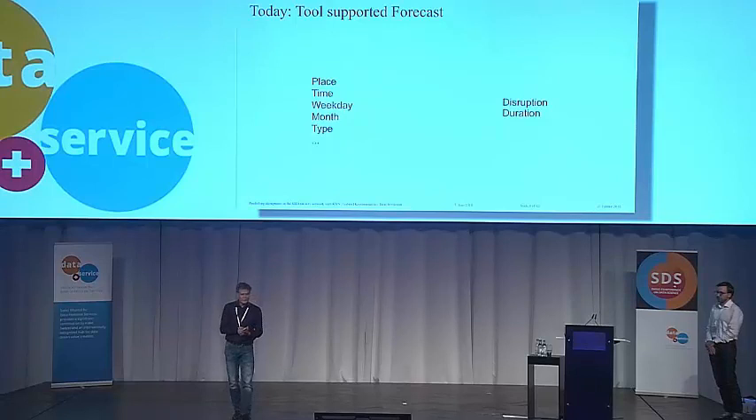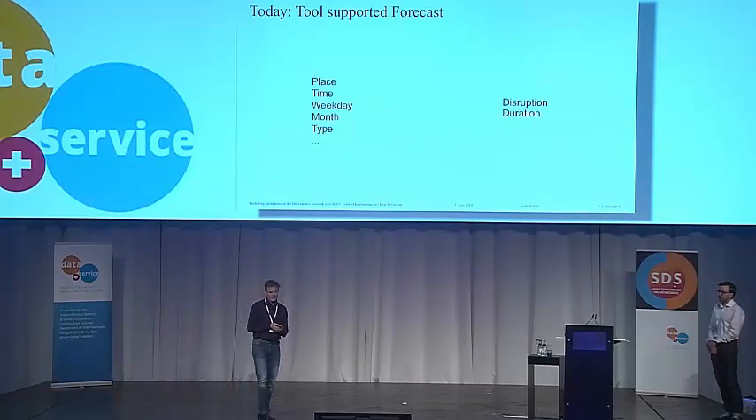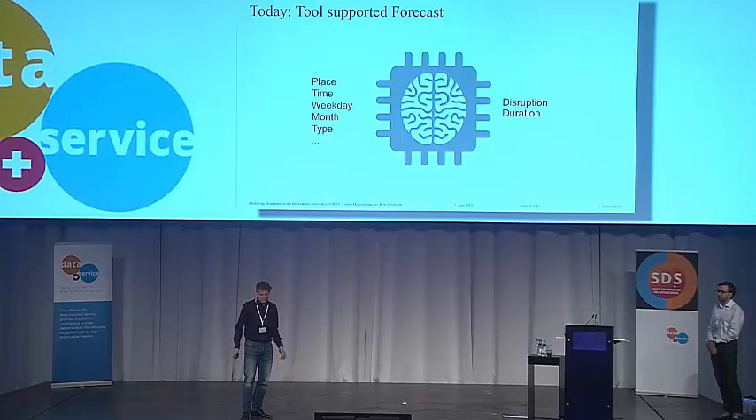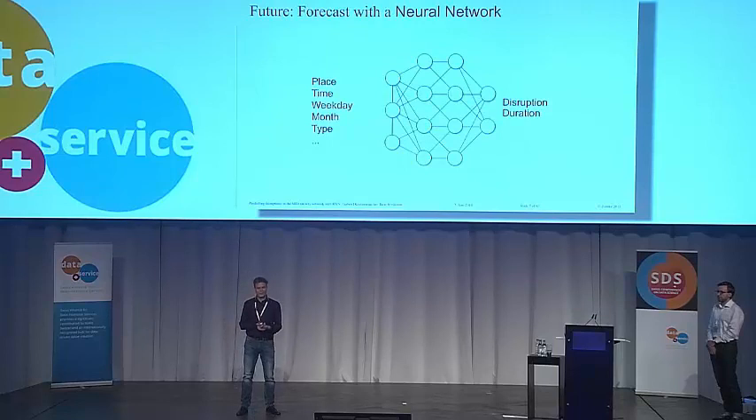Today we use for that the most perfect computer: the brain of the dispatcher. With his experience, he makes the prediction. But in the future, we will do that with a neural network. You see that with symbolic circles and lines.